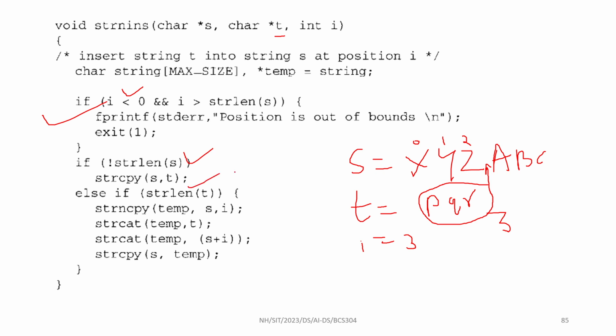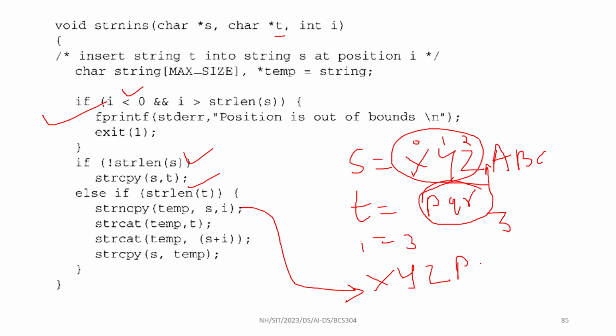It takes the entry. What is the first step? To this temp, I have to copy 3 characters, these 3 positions. X I have to copy, Y I have to copy, and Z I have to copy. So this is the result of the operation. To temp I have to copy 3 characters of S. That is done. Next, I have to concatenate PQR here. This is the result after the second stage.